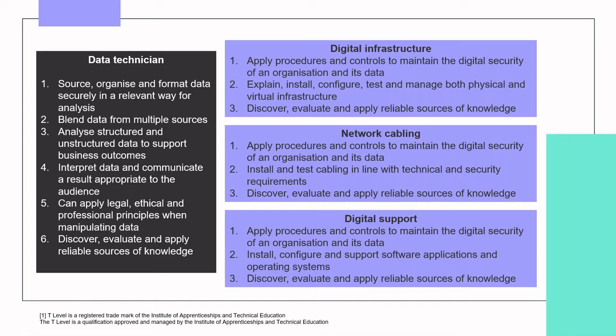these performance outcomes. And at a glance, you might actually notice that performance outcomes 1 and 3 are exactly the same for all of the digital support services occupational specialisms. And if you look at performance outcome 6 for the digital business services data technician, that is the same as performance outcome 3 for the digital support services occupational specialisms of digital infrastructure, network cabling, and digital support.